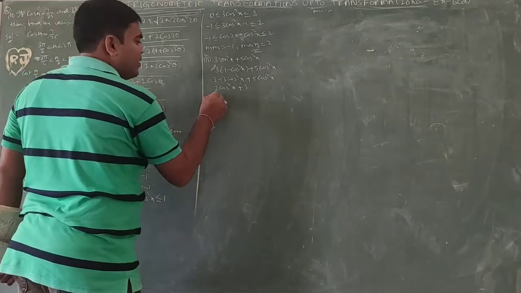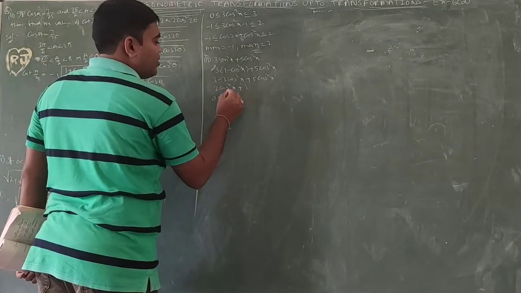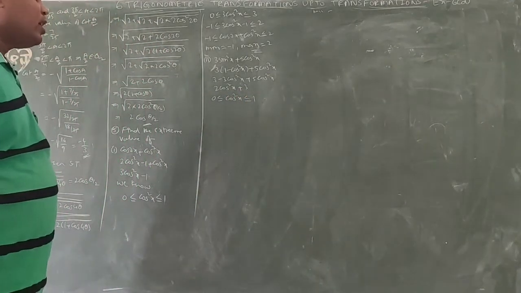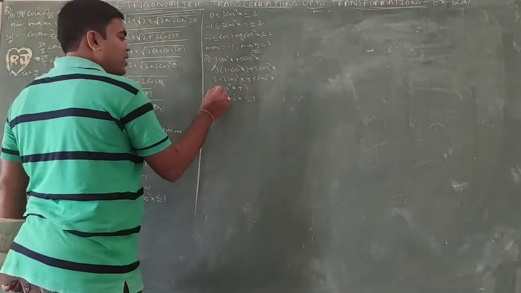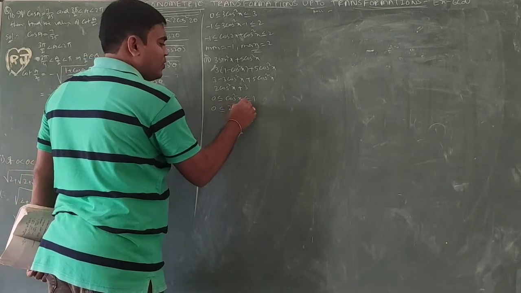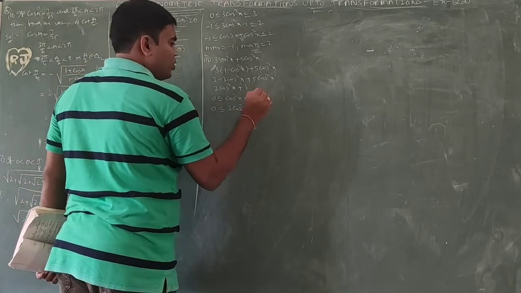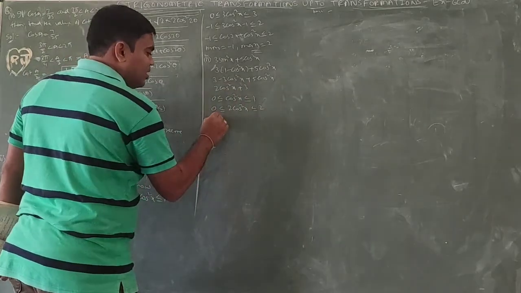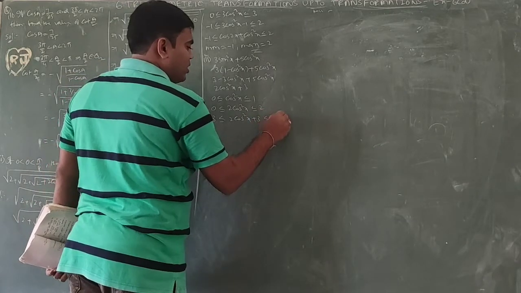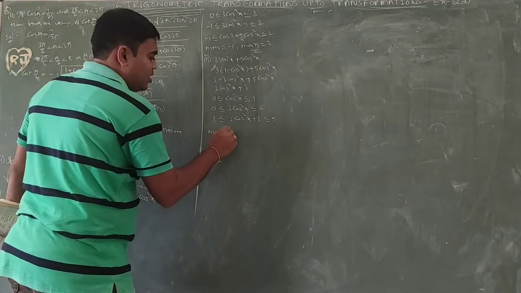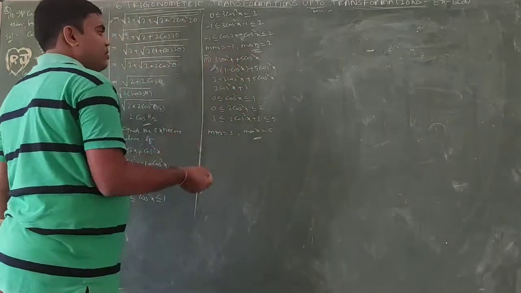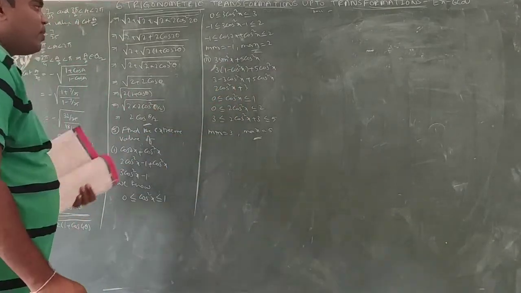So 0 less than or equal to cos square x less than or equal to 1. So we know cos square x lies between 0 to 1, including 0 and 1. So multiply with 2 on all sides. 2 into 0, 0 less than or equal to 2 cos square x less than or equal to 2 into 1, 2. So adding 3 on all sides. 3 plus 0, 3. 2 cos square x plus 3 less than or equal to 2 plus 3, 5. So minimum 3, maximum 5. So this is equal to this one. This one and this one both are same. Okay. Next.